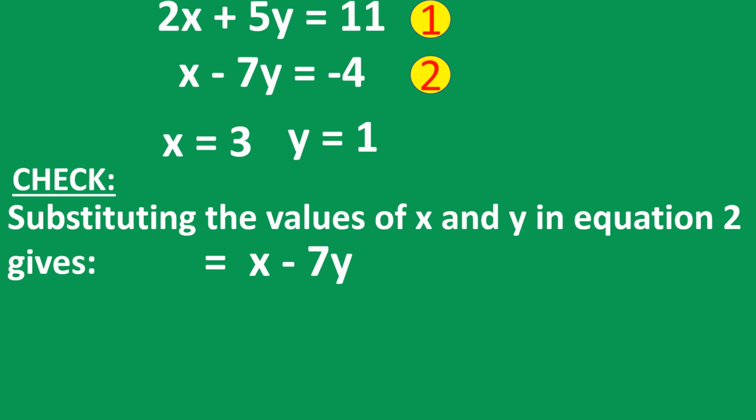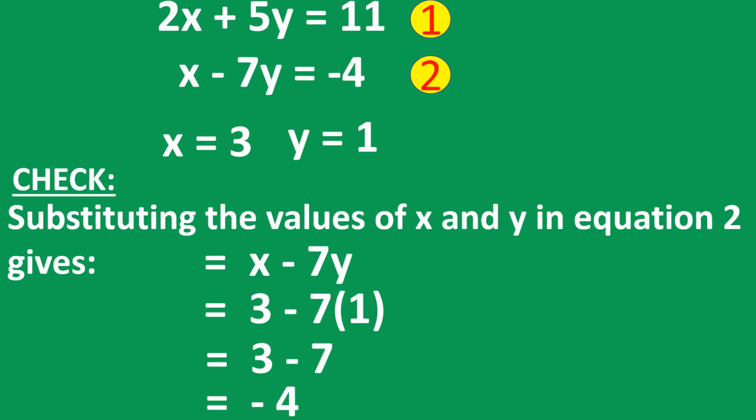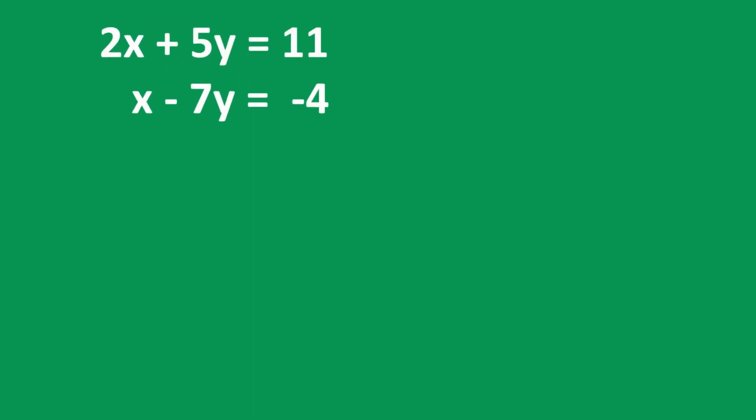So let's see whether the resultant output based on what we are going to put there will give us minus 4. So what is our x? Our x is 3. And what is our y? Our y is 1. So we substitute those values in equation 2. So we have 3 minus 7 into 1. That gives us 3 minus 7, and 3 minus 7 is equal to minus 4. That is from the second equation, x minus 7y is equal to minus 4.